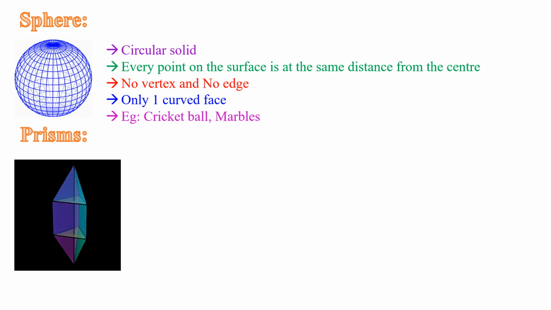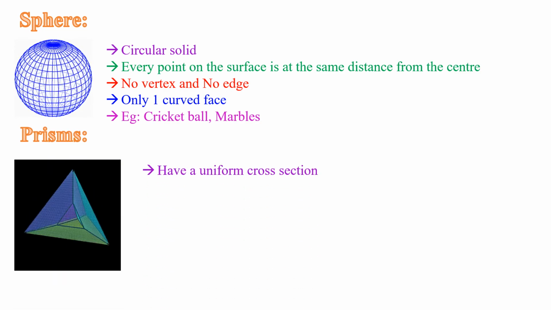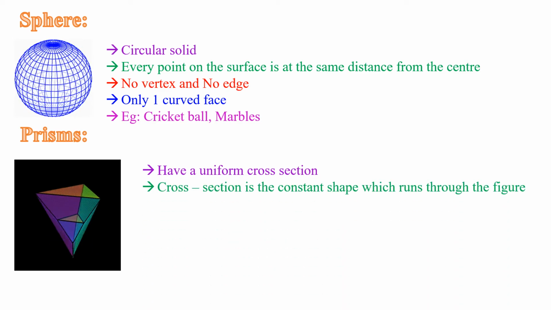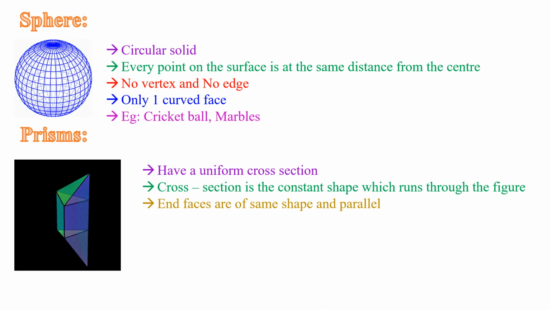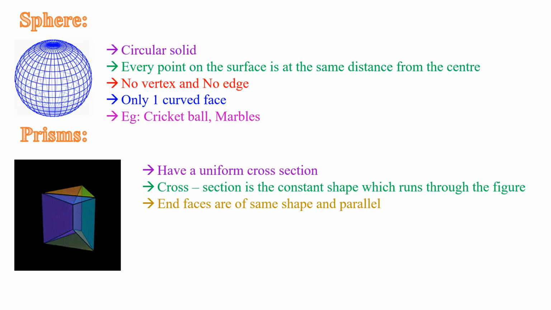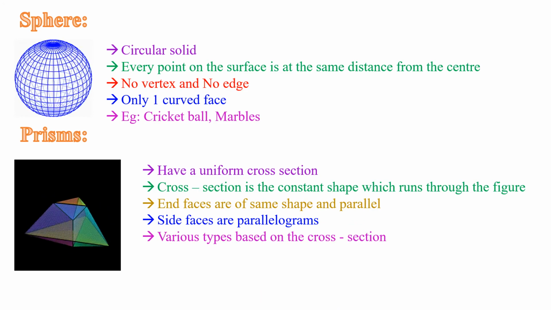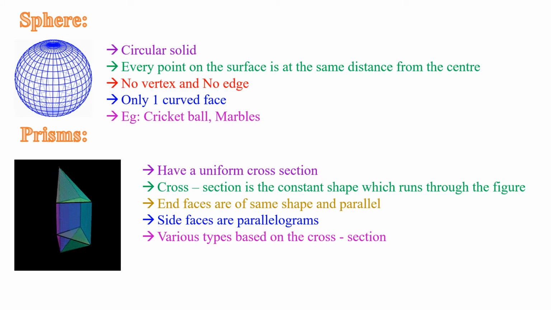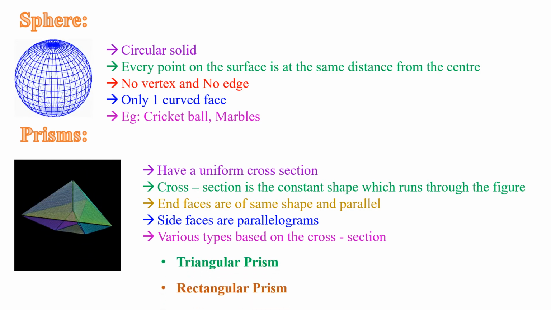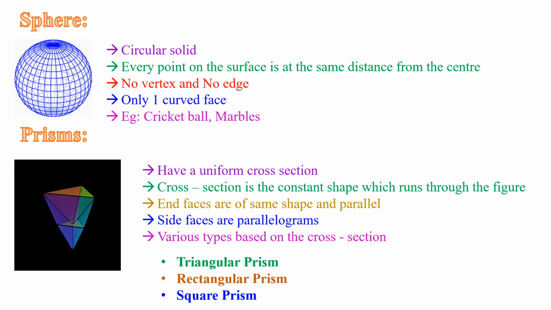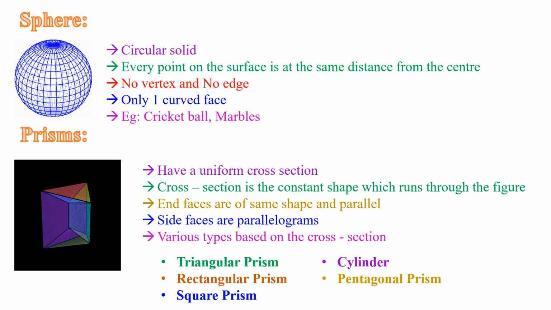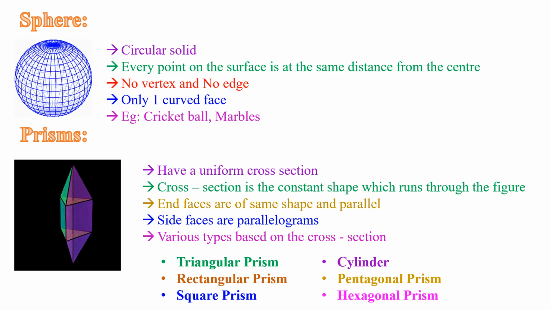Prism. Prisms are solid figures which have a uniform cross section. The cross section is the constant shape which runs throughout the figure. Or a prism is a solid with end faces that are same and parallel and the side faces that are parallelograms. There are various types of prism. A prism is named according to its cross section. Some of the types of prism are triangular prism, rectangular prism, square prism, cylinder, pentagonal prism and hexagonal prism. Let us see one by one in detail.